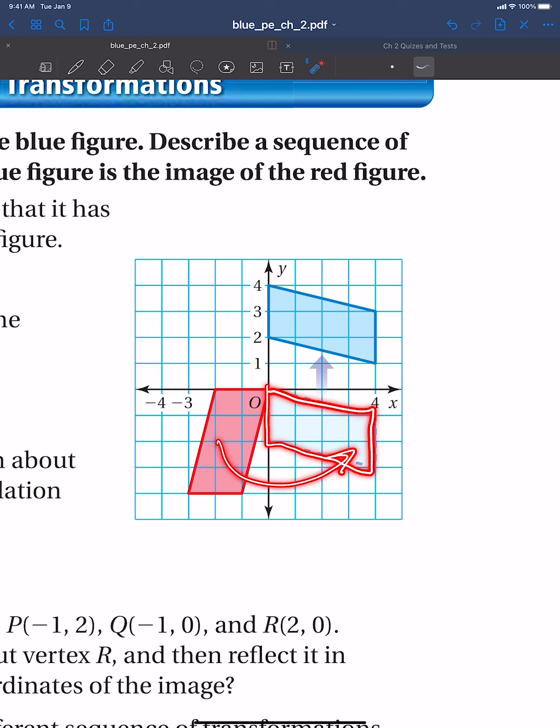And then it said, translate that figure up to get to the final image. Now, how much did it go up? Well, that's easy. Just pick two corresponding points. It went 1, 2, 3, 4. So you would just say go up 4. There's no left or right. It just went straight up.